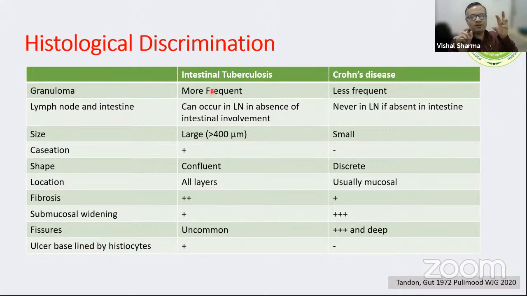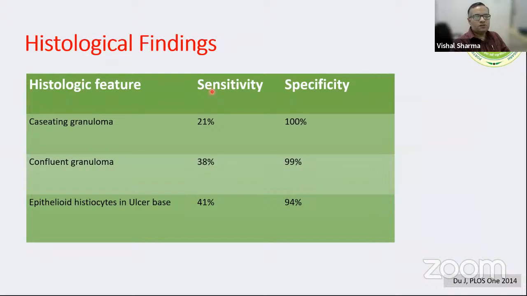If you have granuloma in the lymph node without granuloma in the intestine, more likely TB, right? So there are three findings that, if you find them, suggest TB: a granuloma which has caseating necrosis, a confluent granuloma, multiple granulomas joining together to form a larger granuloma, or when the ulcer base is lined by epithelioid histiocytes. These are very specific for TB. But again, the sensitivity is less. All of these findings are present in less than 50% and usually not more than a quarter of the patients.